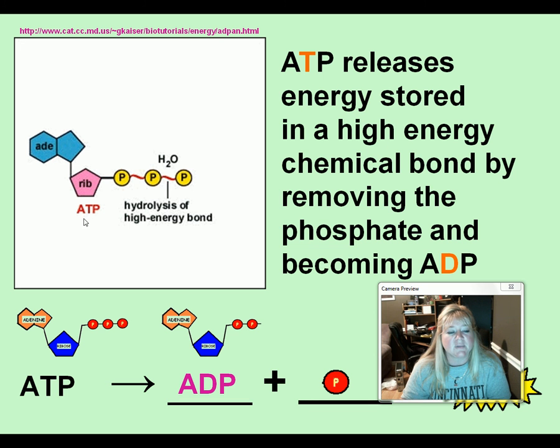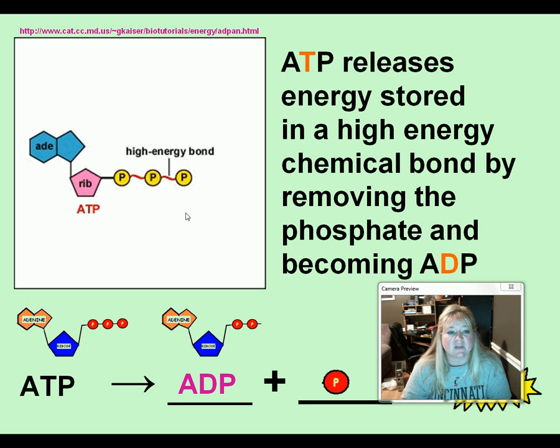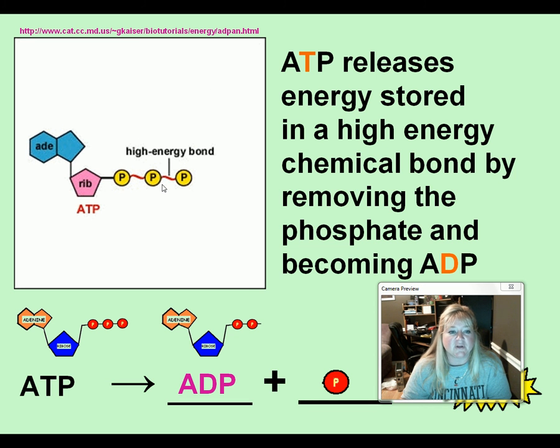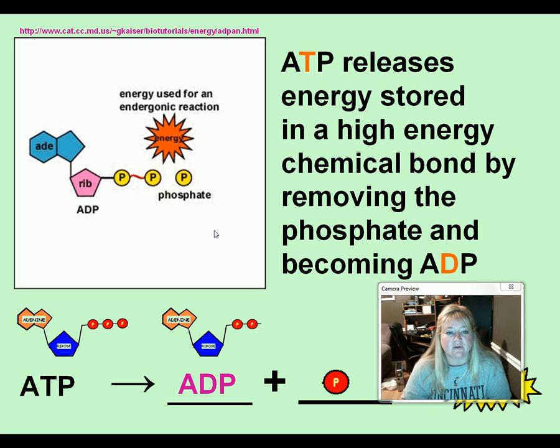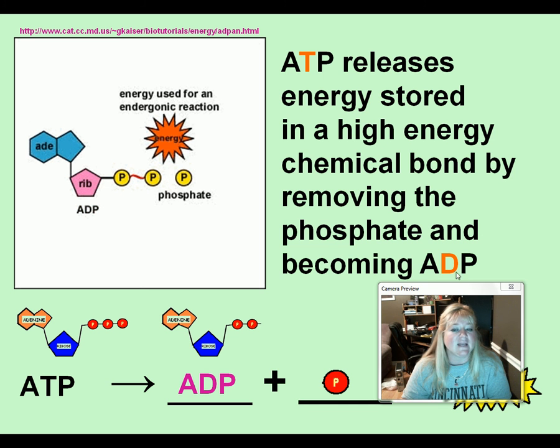So here's your ATP, hydrolysis, and boom, there's all that energy with your phosphate group that's been left over. And then they're showing it rebonded because it can be rebonded again. We'll look at that process later, but we can stick another phosphate group back on there and make ATP again. So ATP releases energy stored in a high energy chemical bond by removing the phosphate group and becoming ADP.